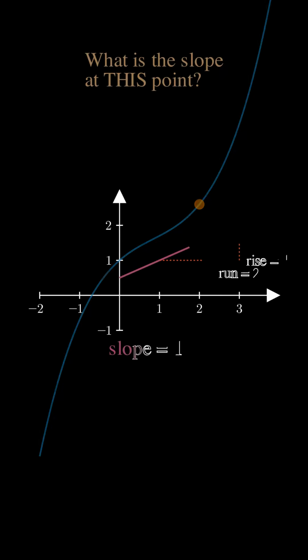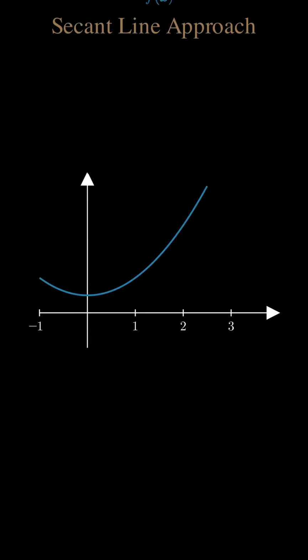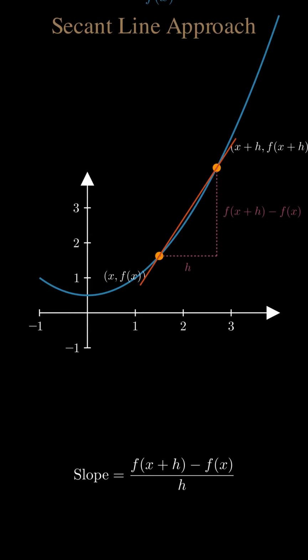For a straight line, we can easily calculate slope as rise over run, but for curves, the slope changes at every point. Let's start with what we know. Between 2 points on our curve, we can draw a secant line, just a fancy word for a line cutting through the curve. The slope of this secant line is the average rate of change between these points. The slope is rise over run. The rise is f of x plus h minus f of x, and the run is h, the horizontal distance.